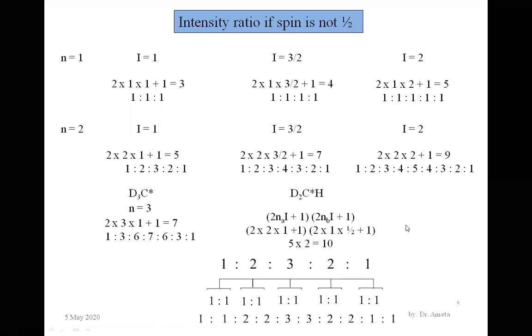1:3:6:7:6:3:1. In such kind of free radicals, there are hydrogen also available with deuterium. So there are two kinds of nucleus, D and H. So 2nI plus 1 and 2n'I' plus 1, we will use this formula. So there are 2D, so that's why n value will be 2. There is 1H, n value will be 1. By solving this, we get 10 lines.